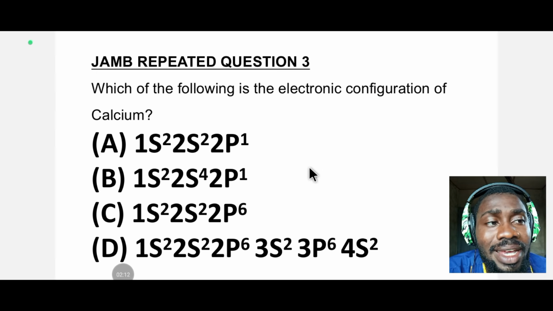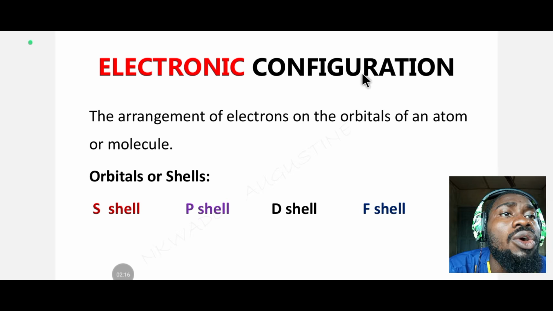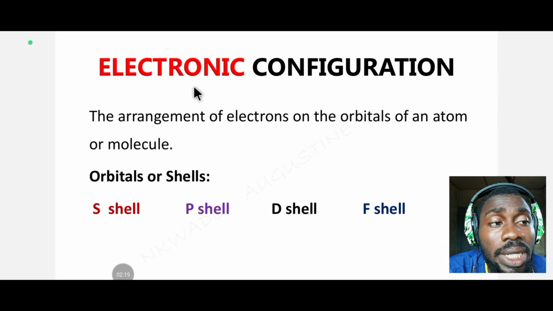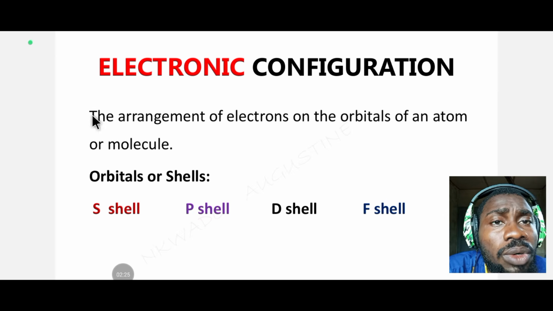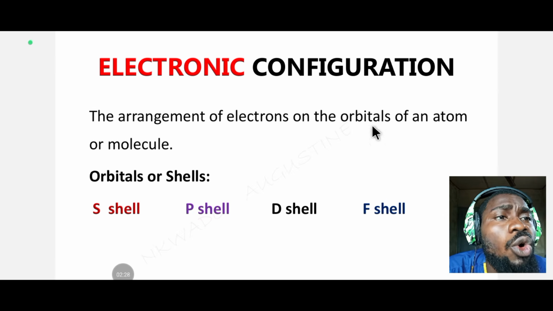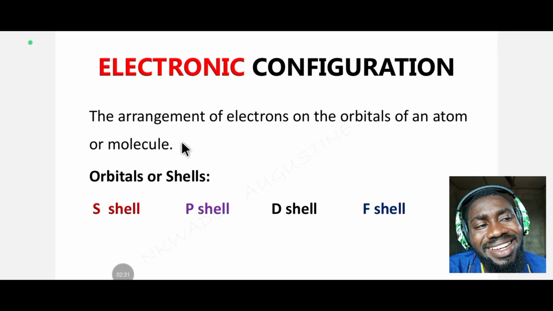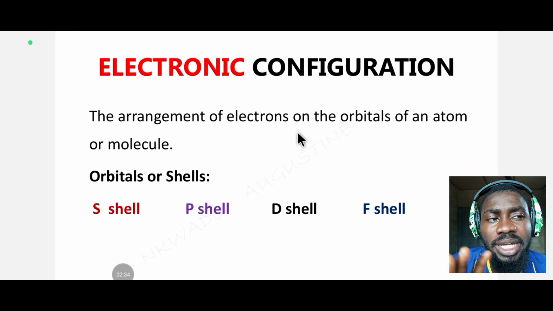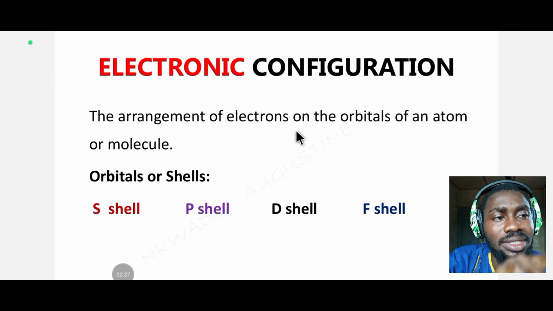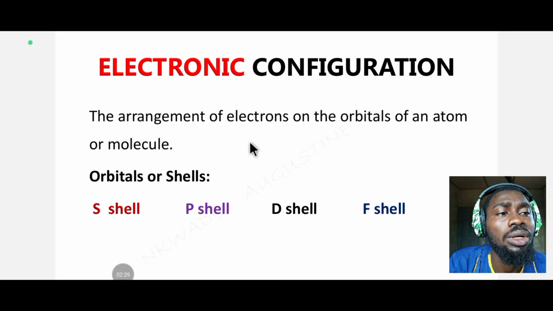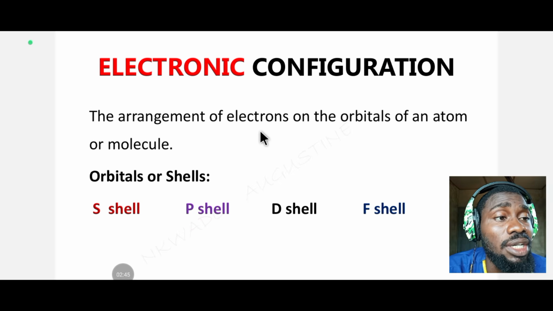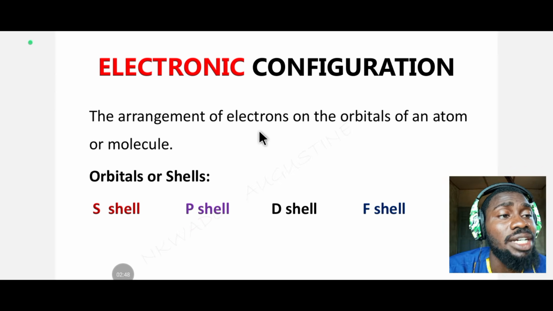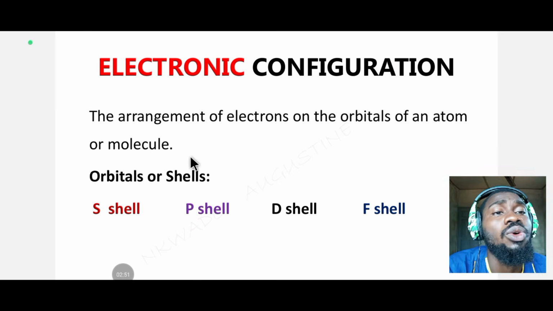So let's head straight into the nitty-gritty. We are trying to learn what electronic configuration is and how to use it. Electronic configuration is the arrangement of electrons on the orbitals of an atom or molecule. You know, electrons are charges located on the orbits of an atom or molecule.